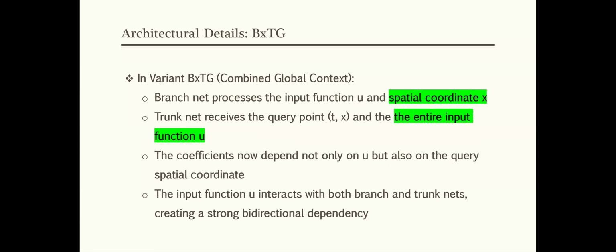Then in this variant called BXTJ, the branch network takes both the input function U and the spatial coordinate x, while the trunk network receives the query point x together with the entire input function U. As a result, the coefficients are no longer just determined by U. They also depend on the query coordinate x. And the input function U in this variant influences both sides, the branch and trunk. This forms a strong bidirectional dependency between them.